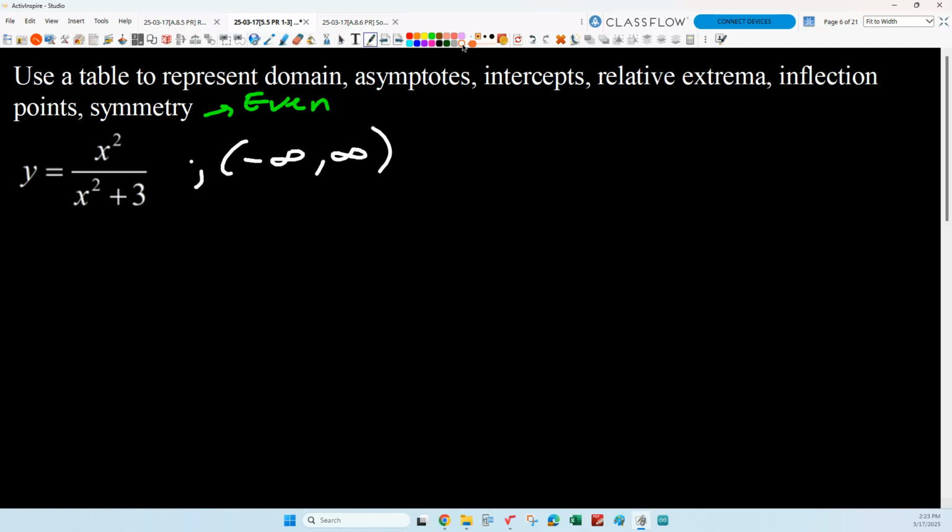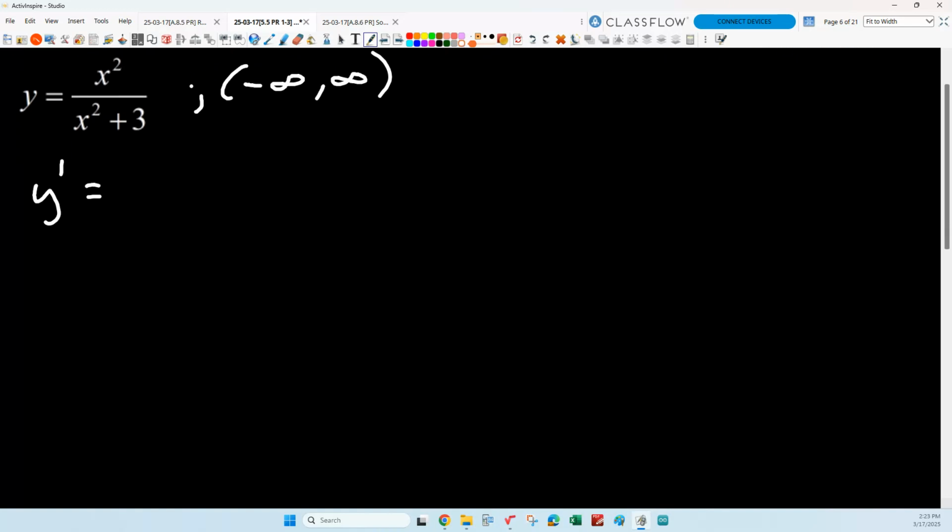Oh, we don't care about that. We can do them if we want to. I don't care about those. Derivatives, yeah, we need derivatives. So differentiate away, what do we get?